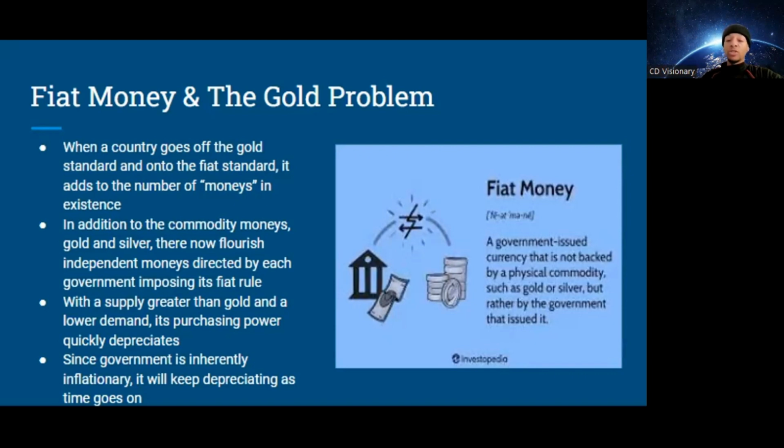In addition to the commodity monies, gold and silver, there now flourished independent monies directed by each government imposing its fiat rule. With a supply greater than gold and a lower demand, its purchasing power quickly depreciates. Since government is inherently inflationary, it will keep depreciating as time goes on. So we even see now that the value of the dollar is starting to go down over time because, like I said, you don't see that many people using cash now.